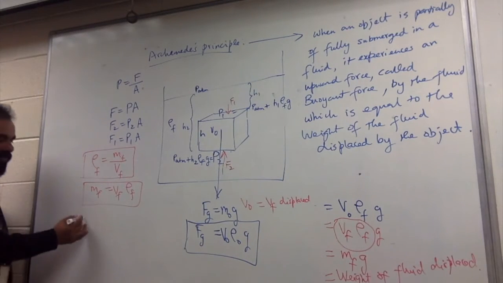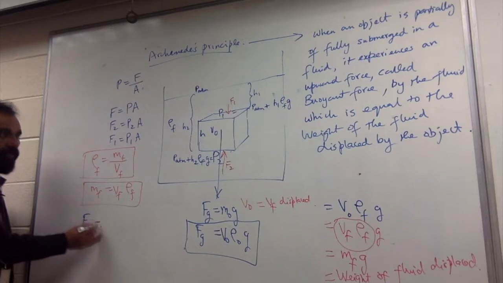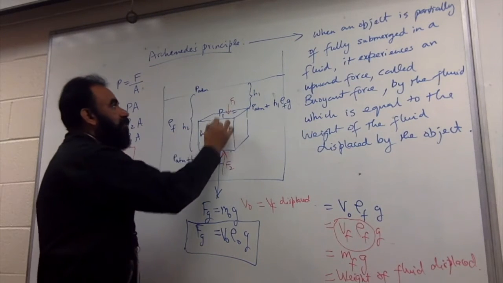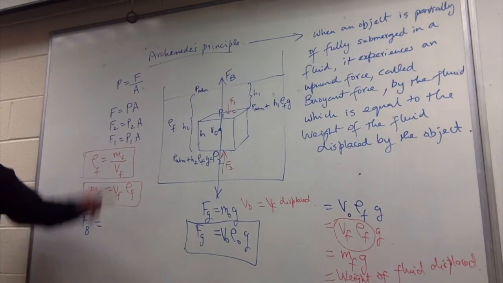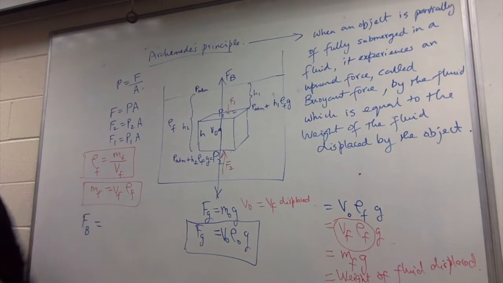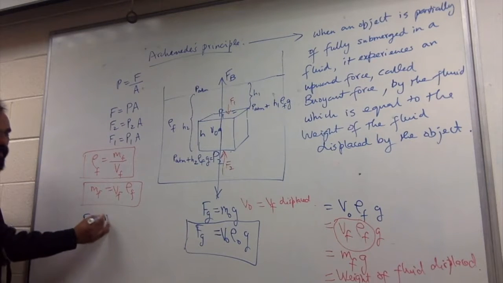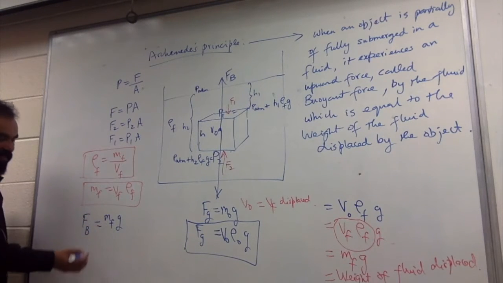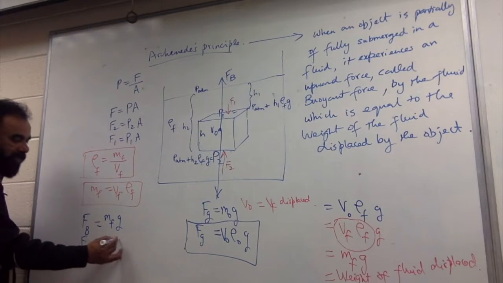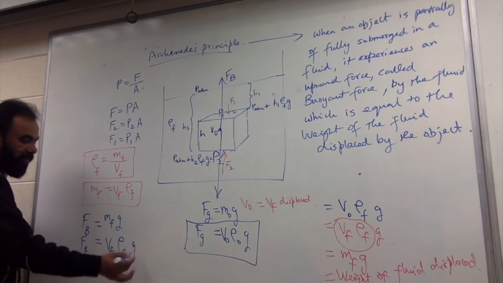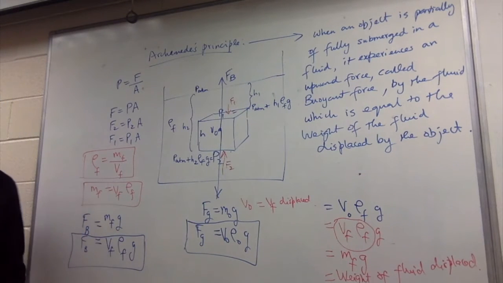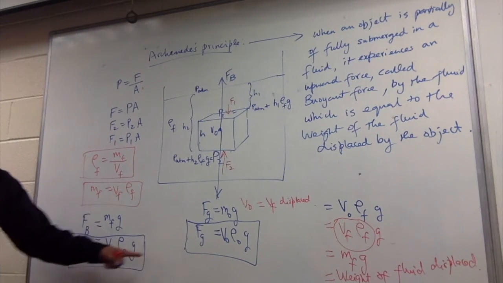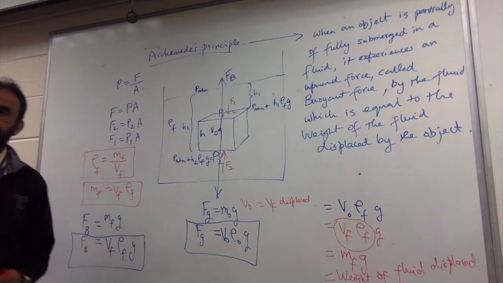And the buoyant force is how much force it experiences upward. That's the buoyant force, which is the mass of the fluid displaced times gravity, which is the volume of fluid displaced times density of fluid displaced times gravity. So you can see this. These are the most important equations which I'm writing here.